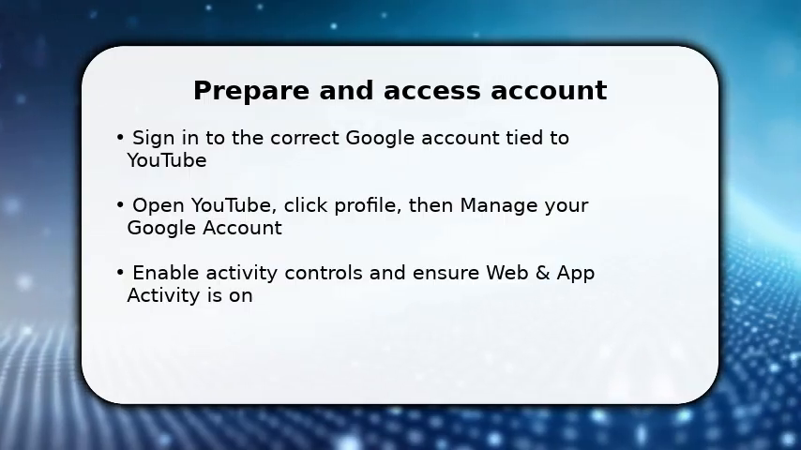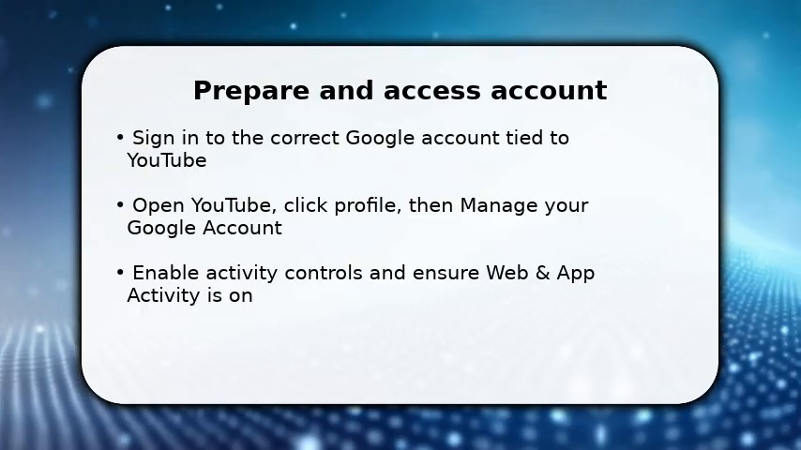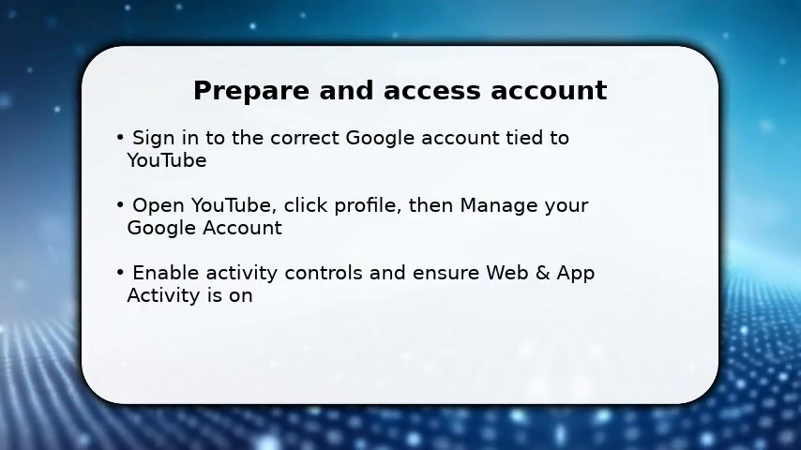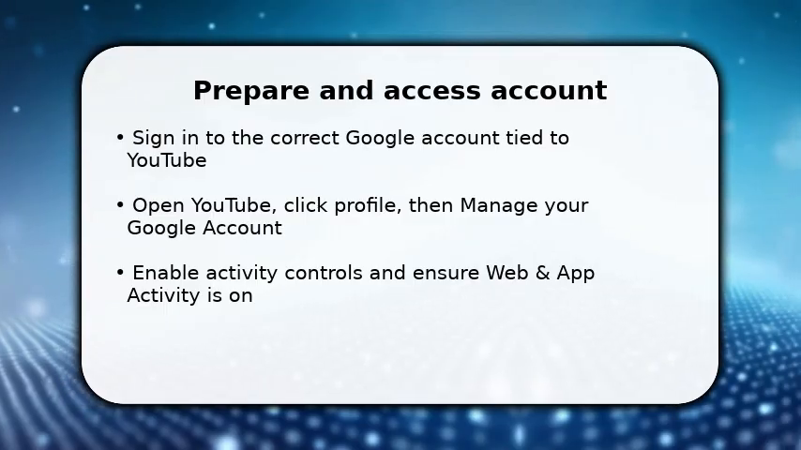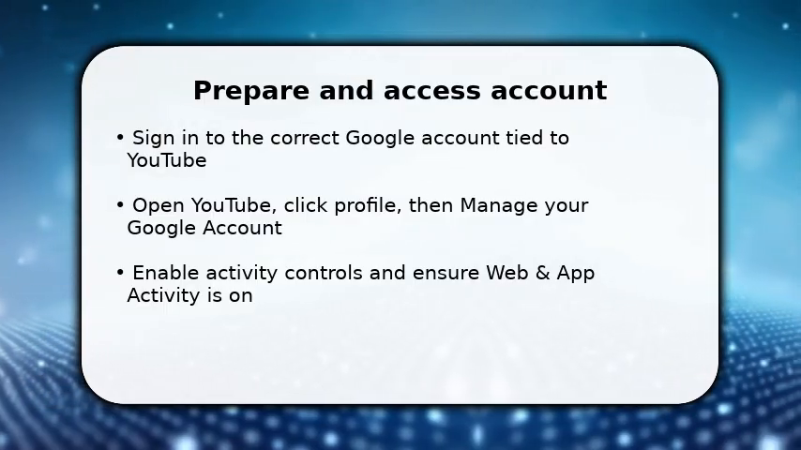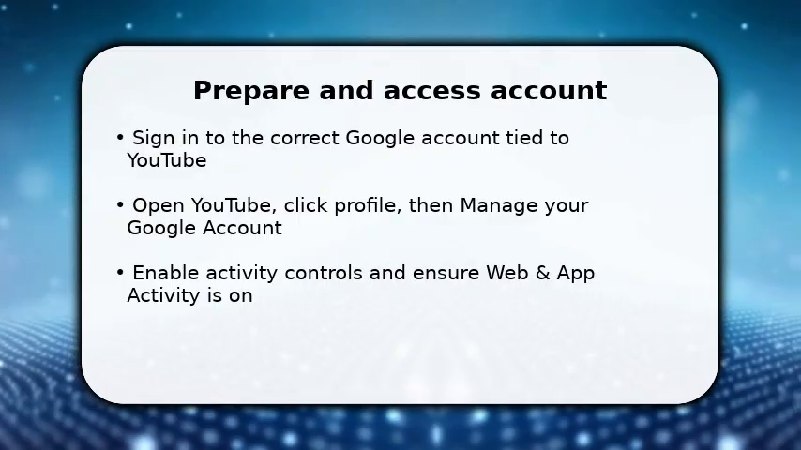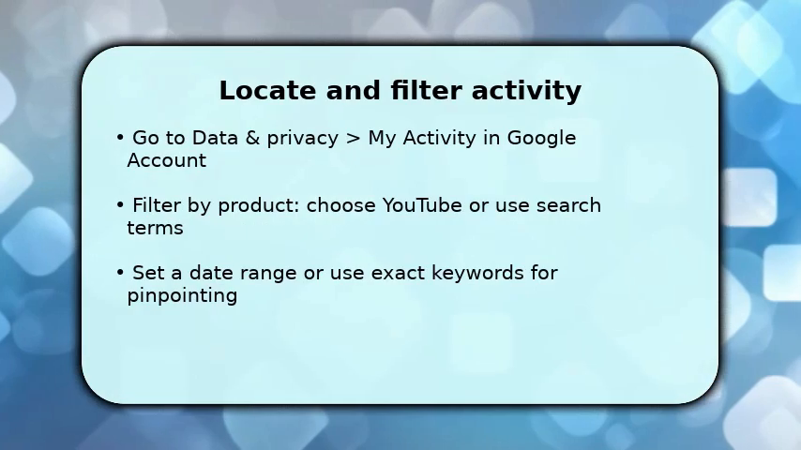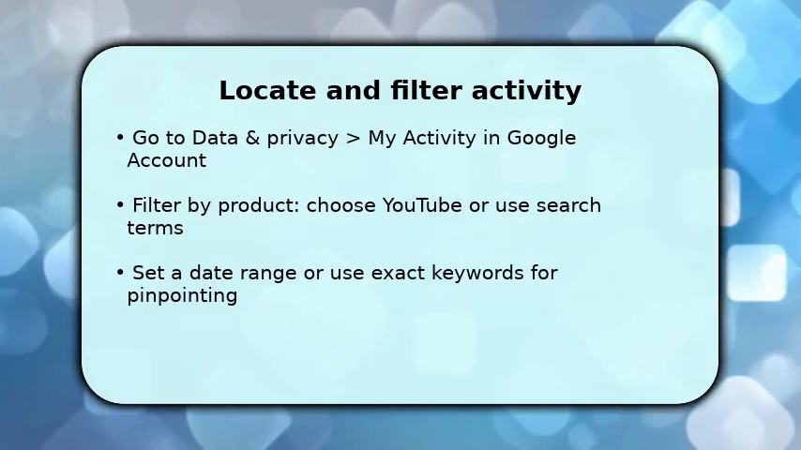reach activity controls. Make sure Web and App Activity is enabled. This is the source for saved search records. If it was off at the time of the search, recovery will be limited, so test now to avoid future loss. Next, open Data and Privacy and tap My Activity.